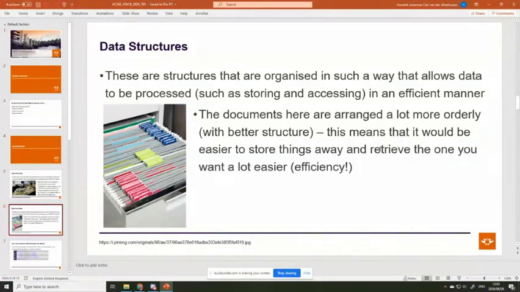And I say reasonable time because you can't always go with the most efficient option. It's not always the most appropriate option to use. The documents here are arranged a lot more orderly with better structure. This means that it would be easier to store things away and retrieve the ones you want easier. So efficiency. Now, from the picture, you can see the things are labeled. So you will be able to find things very quickly, but you'll also be able to store things very quickly in a way that you want them.